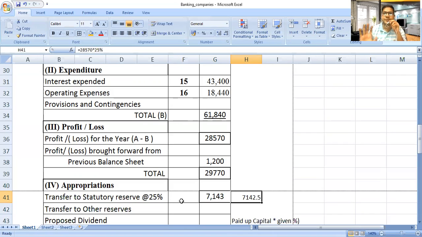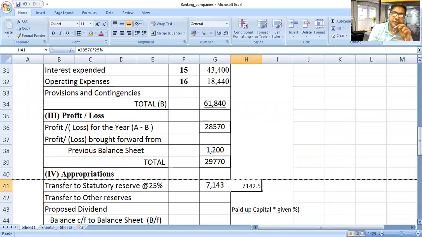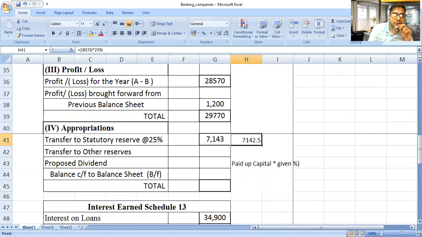It is always transferred. Even if in our problem they have not mentioned any information about the statutory reserve transfer, we still have to transfer. They will not give any information about transferring the statutory reserve 25%. Still we have to transfer. There are no other reserves and the proposed dividend is nil. Okay. Now one thing you have to keep in mind.